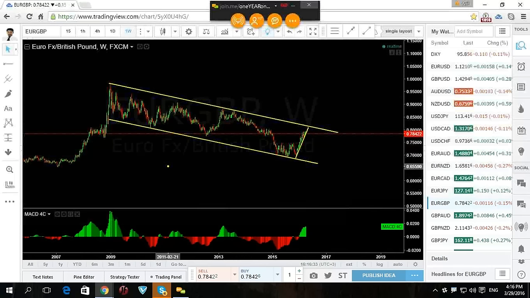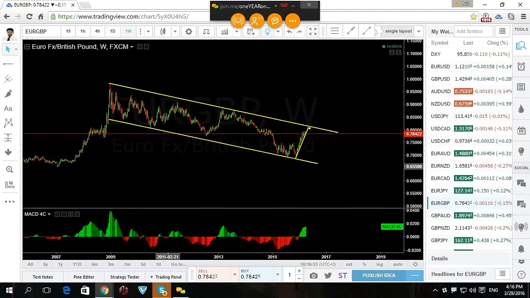A very, very huge setup. Either this thing is going to make one more huge trade back to the low, which is very likely, or they're going to break out for one more big impulse to the upside.